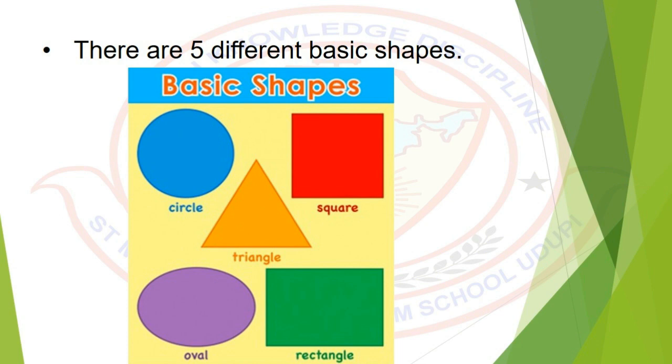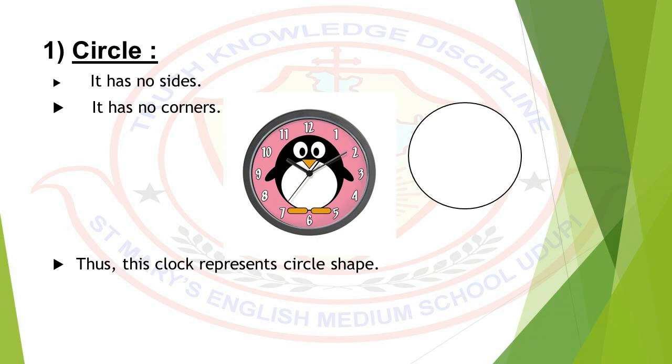Now let us discuss in detail about the circle shape. Now what is circle or circle shape? A circle is a shape which has no sides and no corners. And we know that a side is a line segment which joins two points of a shape, and a corner is a point where two sides meet.